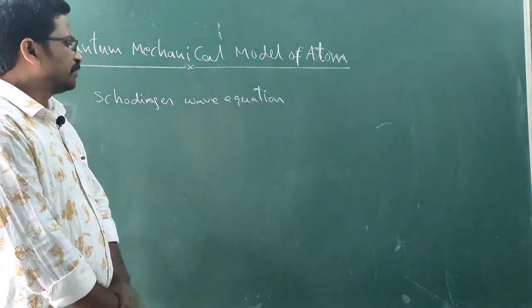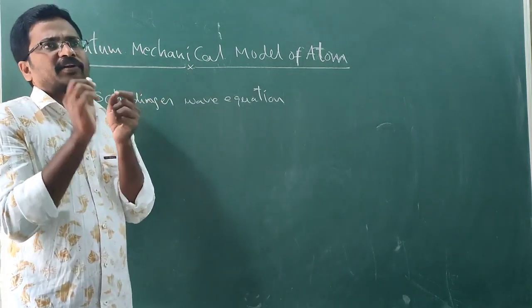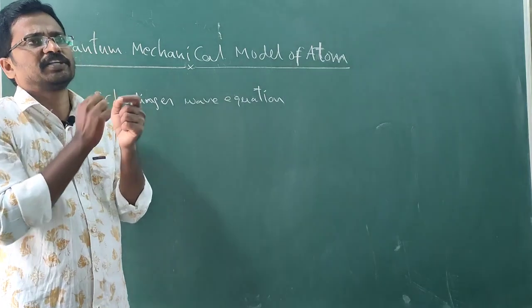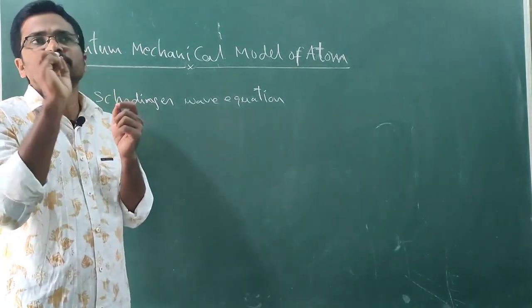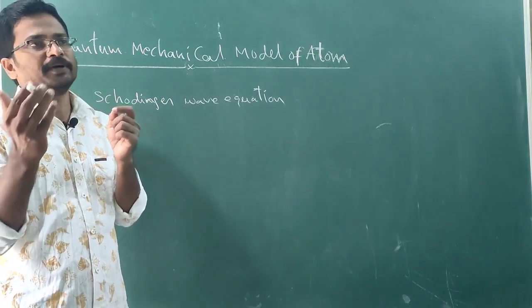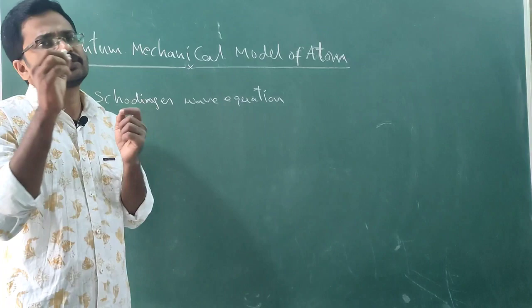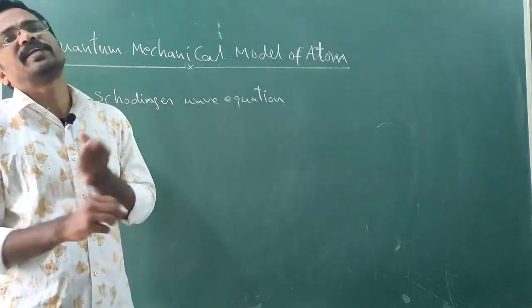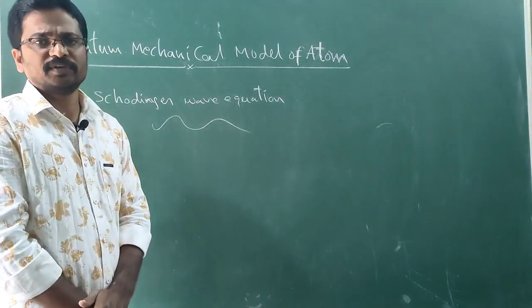We know that in a particular atom the electron is revolving around the nucleus. We know the electron has dual behavior. From the de Broglie concept we know it has wave nature and particle nature. Electron has wave nature, we know the wave like this.